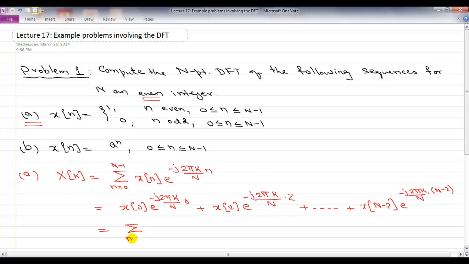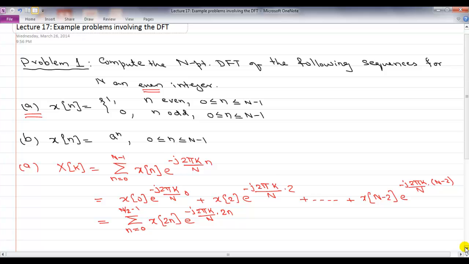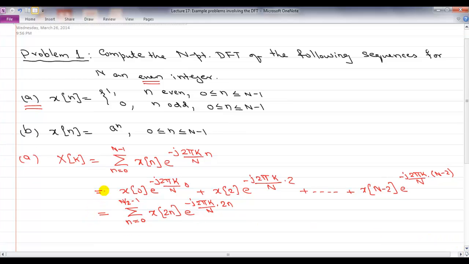I can say n equals 0 up to N by 2 minus 1, so I have N by 2 terms. Each term is an even term only, so I have x[2n] e to the minus j 2 pi k over N times 2n. You can verify that this equality is the same as the equality above.